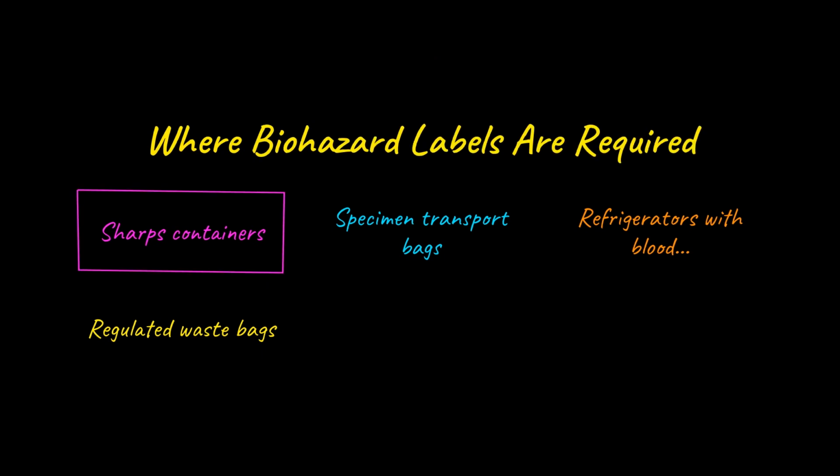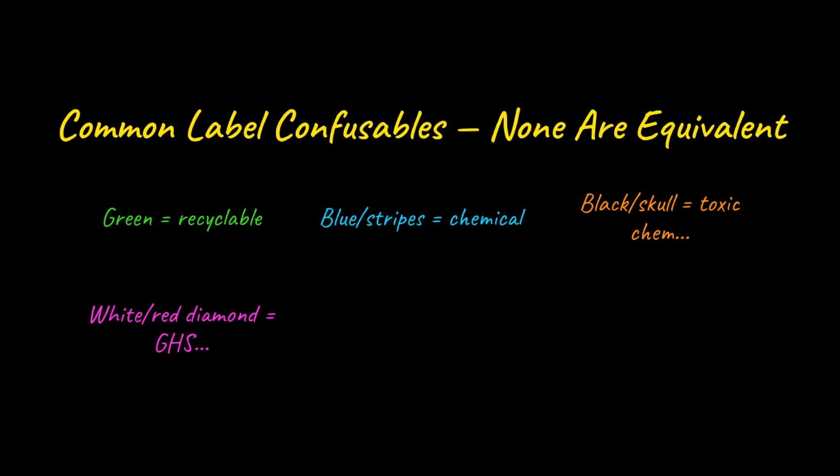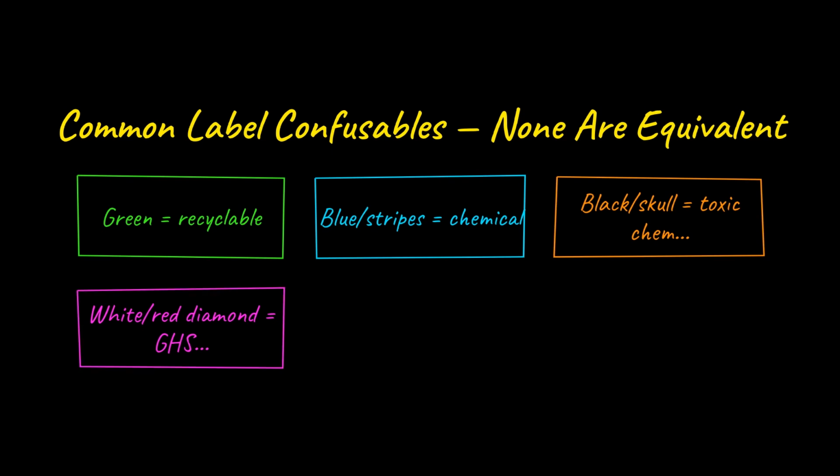The standard covers a broad range of containers in any clinical setting. Sharps containers, specimen transport bags, refrigerators holding blood or OPIM, and regulated medical waste bags all require the orange biohazard label or an equivalent red biohazard bag. The exam trap is substituting another warning color. Green, blue, black with skulls, and white GHS labels each belong to different regulatory systems. None of them satisfy the OSHA bloodborne pathogen standard. Only orange or orange-red with the biohazard symbol and text meets this specific requirement.